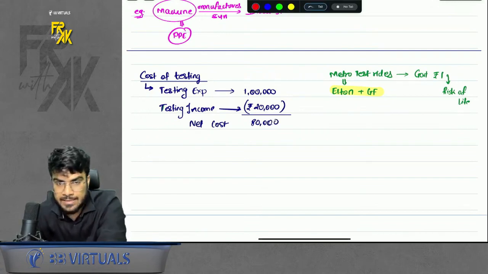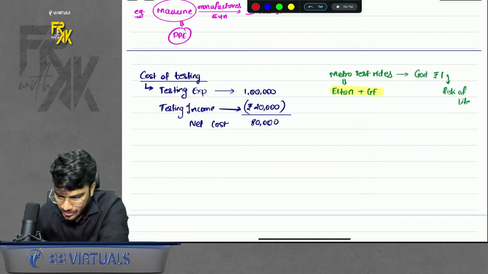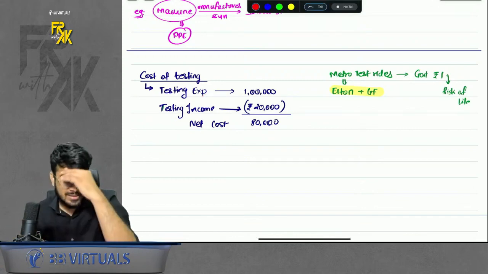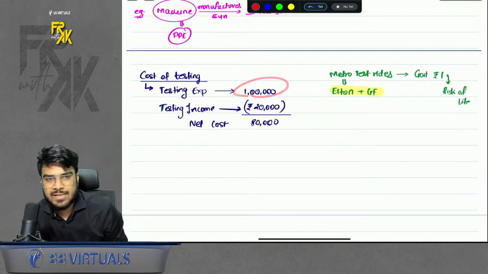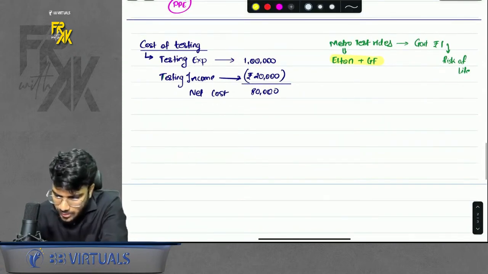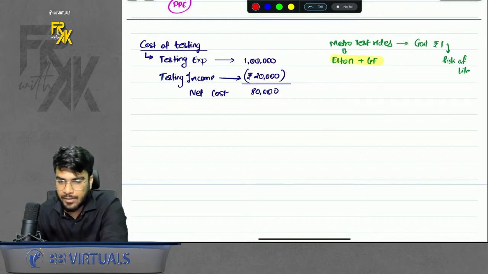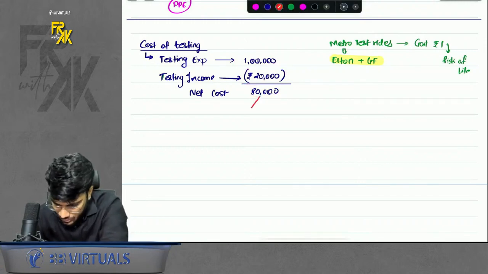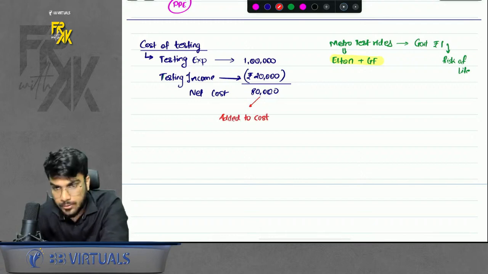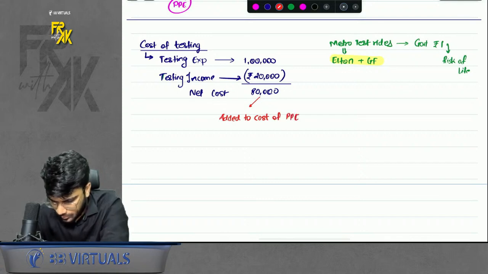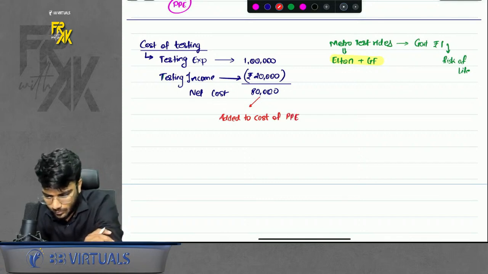We all know that testing is a directly attributable expense, but the question is, what amount will get added to the cost of the asset? Will I add 1 lakh to the cost of the asset, or will I add the net cost? The perfect answer is, because you are incurring 1 lakh, it is fine. But against this expense, you are also earning some income. So you will consider the net cost and add it to the cost of the asset. So this 80,000 will be added to the cost of PPE.